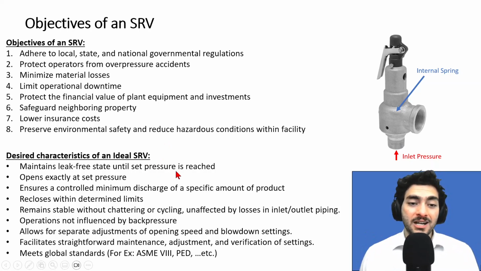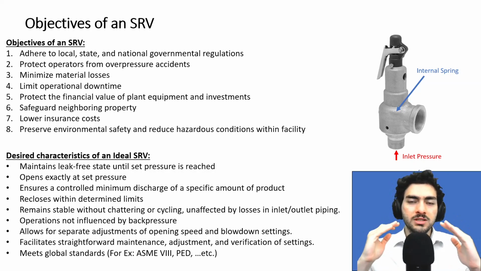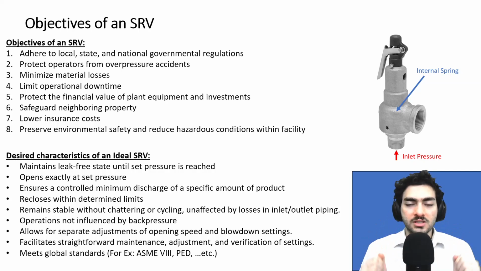Now, what are the desired characteristics of an ideal safety relief valve? Obviously, you want to maintain a leak-free state until the set pressure is reached. However, as we go in depth in this course, you're going to learn that pressure relief valves usually start to simmer before reaching the set pressure. That means they start to release a little bit of fluid before the set pressure is reached. And obviously, you want this safety relief valve to open exactly at your set pressure.